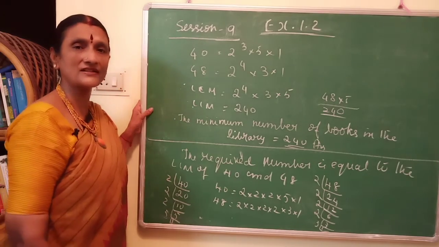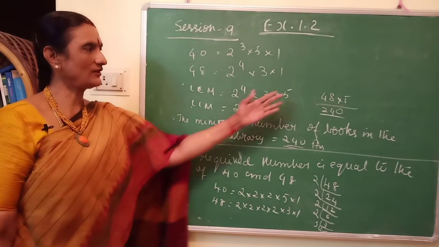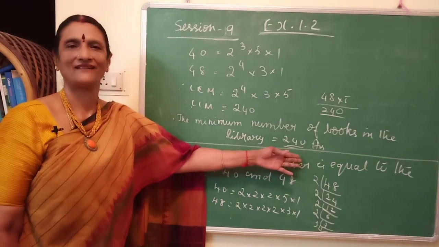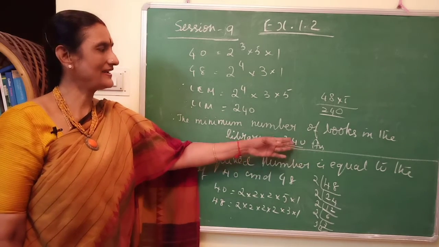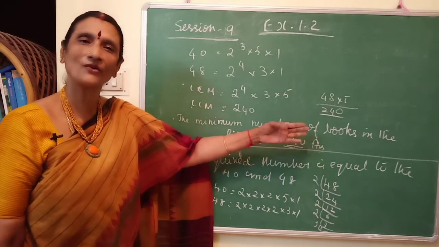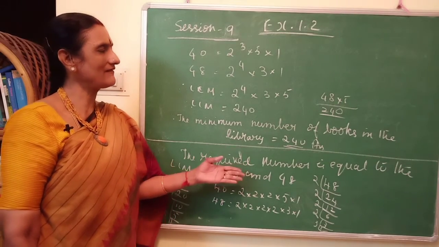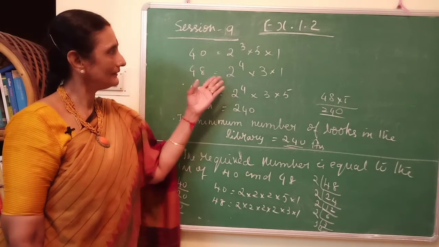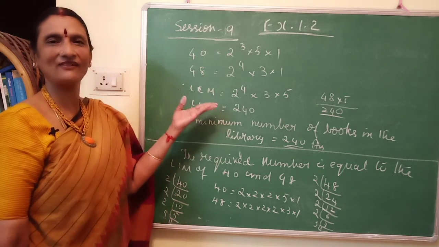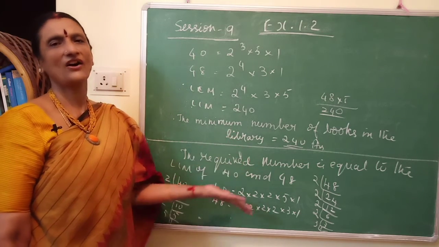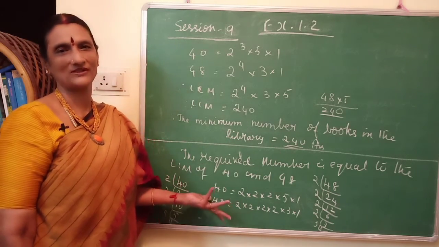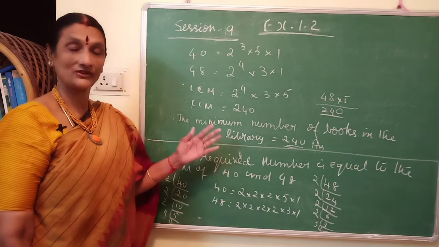Now how to check your answer is right? 240 divided by 48, so each child should get 5 books. 240 divided by 40, so each child will get 6 books. So all of them are getting an equal number of books. Are you understanding? So this is how you should do.